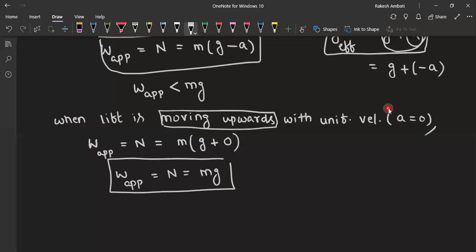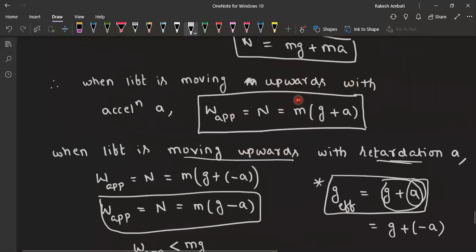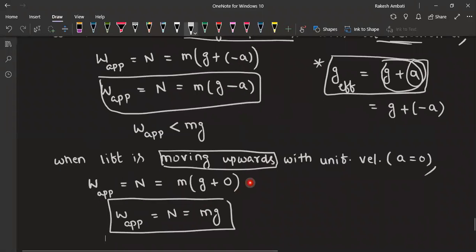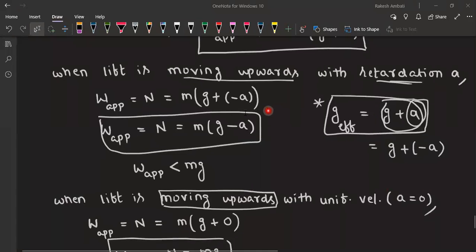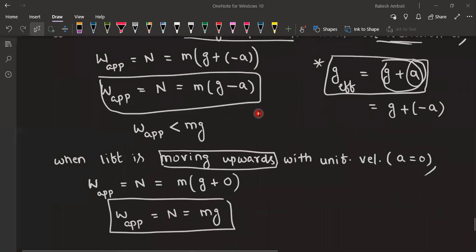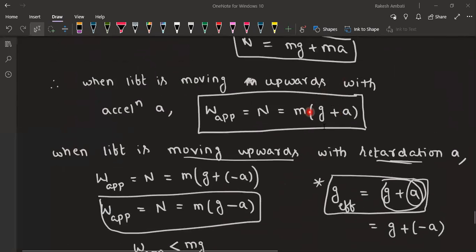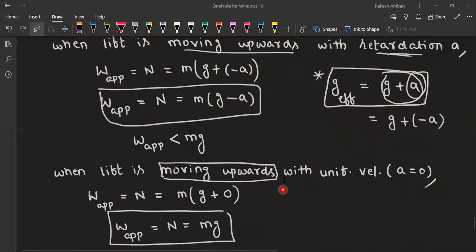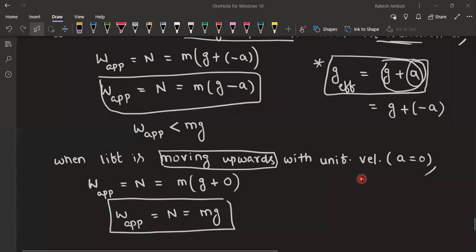So these are the points we have when the lift is moving upwards: accelerating, retarding, and with uniform velocity. All these points fall in the same first case, because the first case is regarding the lift moving upwards. The lift is moving upwards accelerating, retarding, and with uniform velocity.